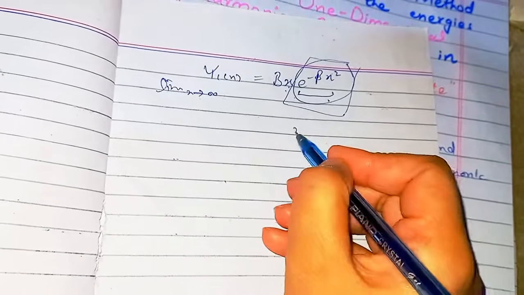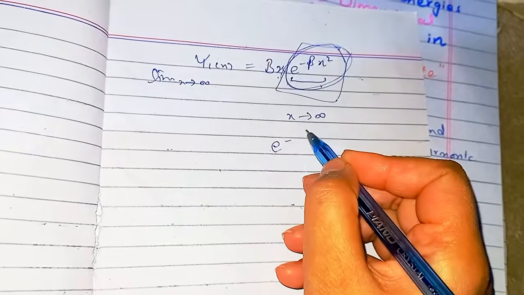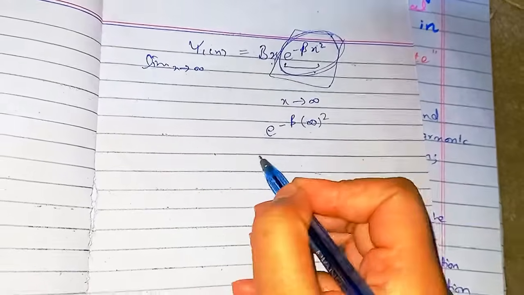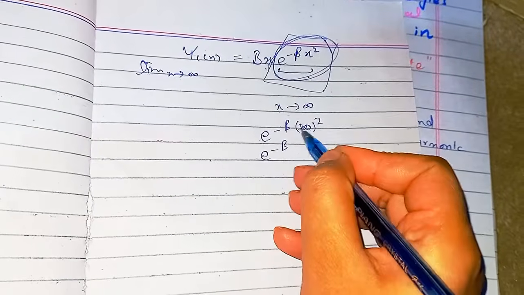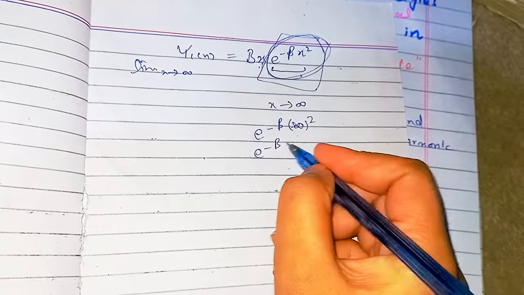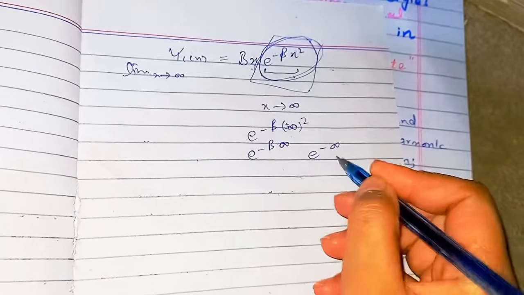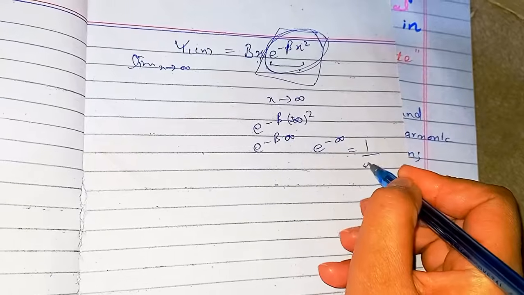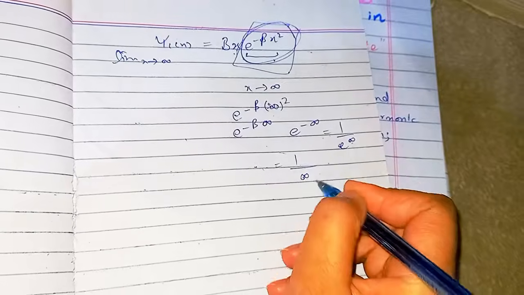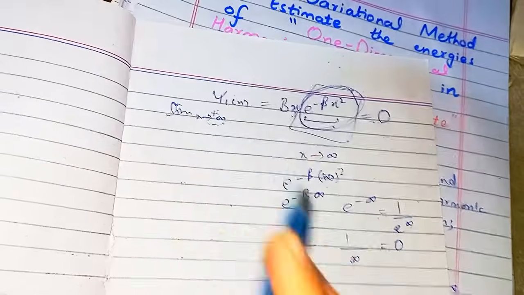So if x approaches to infinity, then this exponential factor will determine what would be the value of this wave function. If we put infinity here, squared, e to the power minus beta plus minus, because minus doesn't matter, as we saw that minus becomes plus, so it's infinity. Again, infinity into beta is infinity with negative sign. E to the power minus infinity is equals to 1 over e to the power infinity and e to the power infinity is infinity, 1 over infinity is 0, so the wave function becomes 0 as x approaches to plus minus infinity.